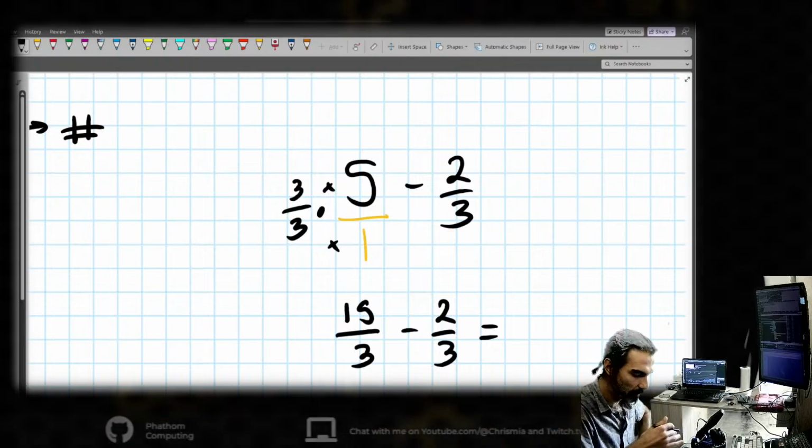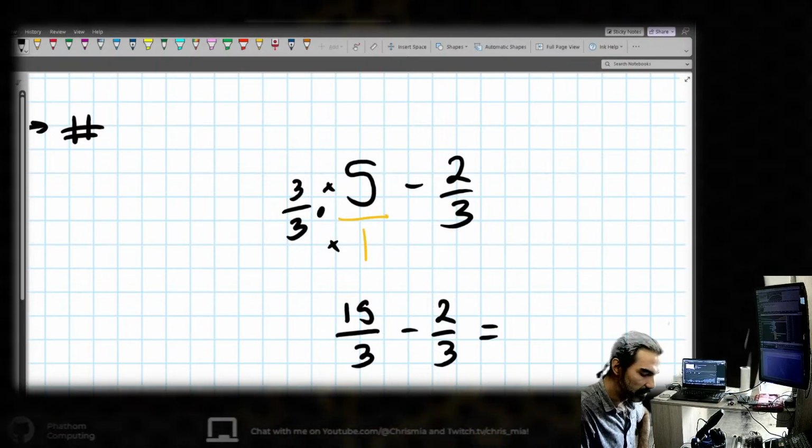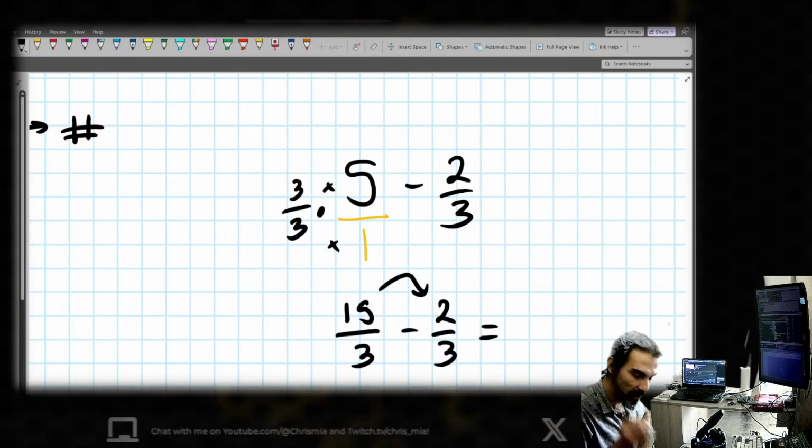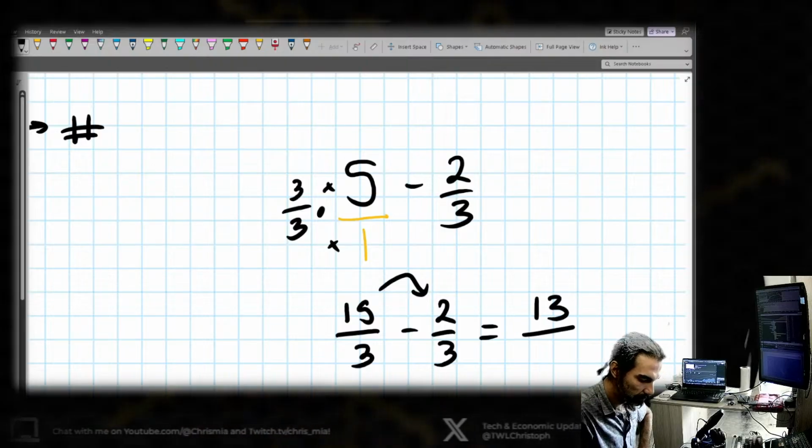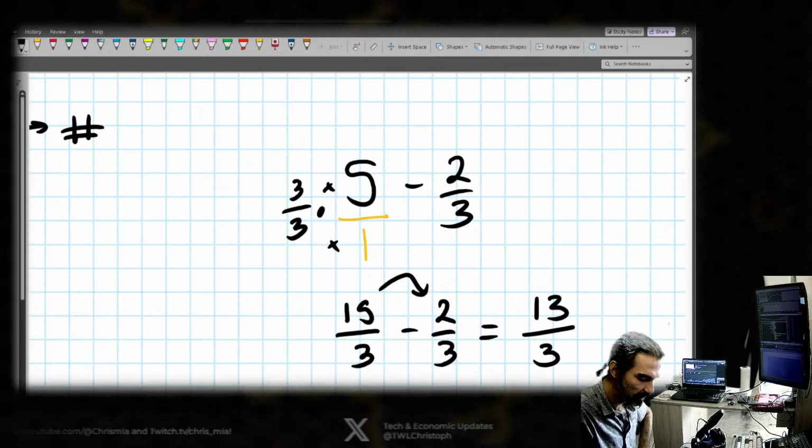The denominators are the same. We combine them on the tops. Don't change the bottom. Yep, I did that right. And there's your final.